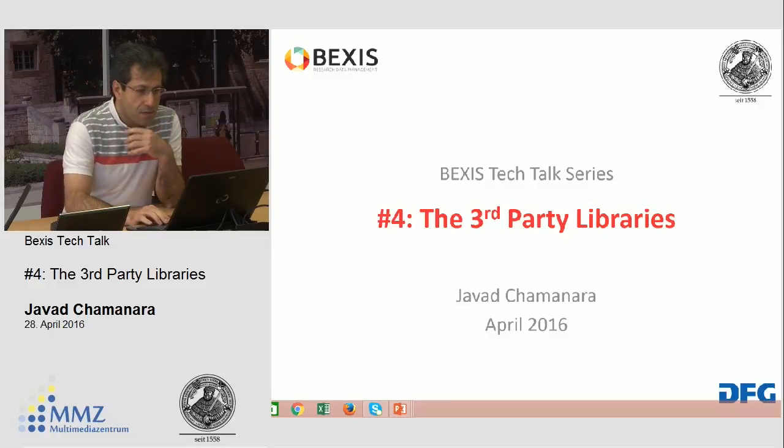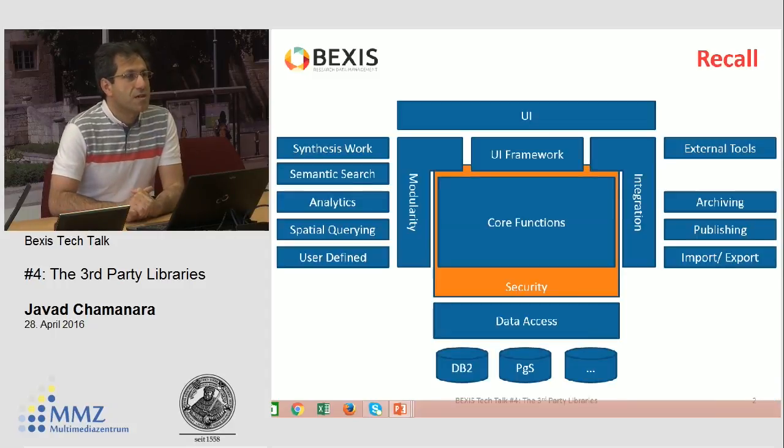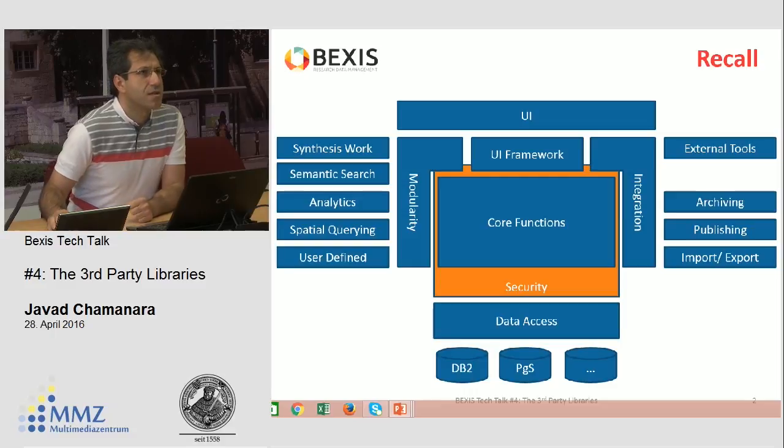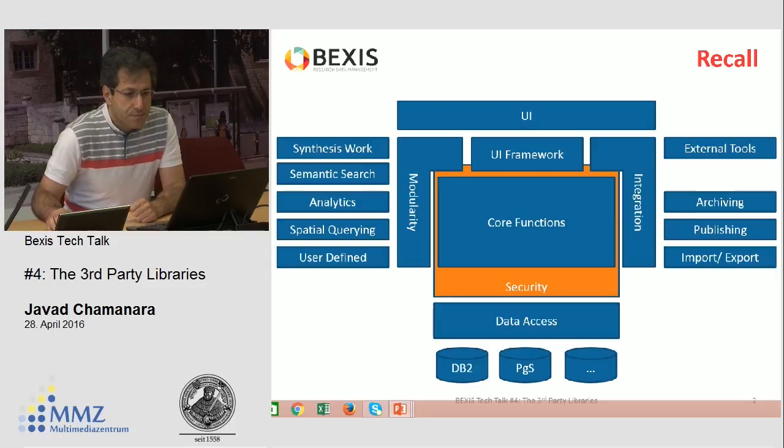Just as a reminder from the previous talk, that was the overall architecture of the system with different components inside. So these libraries that I'm going to introduce today will be working at different parts of this architecture. Some will be active in the UI layer, some on the core function, some on the data access layer, and so on. There is no specific order, maybe just from the more public ones to the more specific ones, and we will go through them gradually.